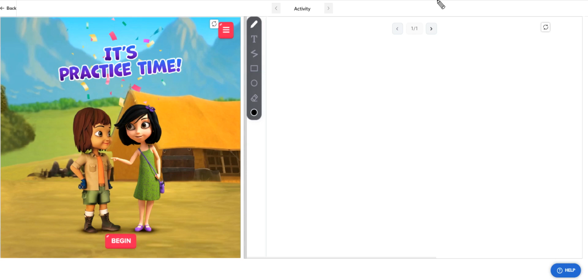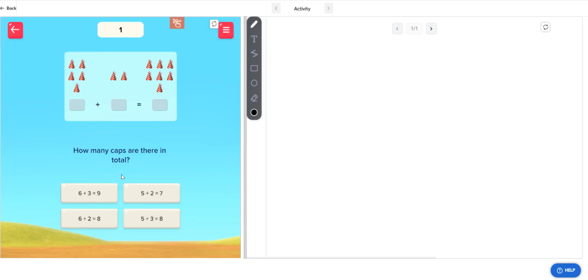Welcome back to another practice activity. We are practicing the concepts from the past 2 classes, right? And so far we have done absolutely beautifully on those concepts. Let us not wait much and let us start with this activity. Let us begin. How many caps are there in total?